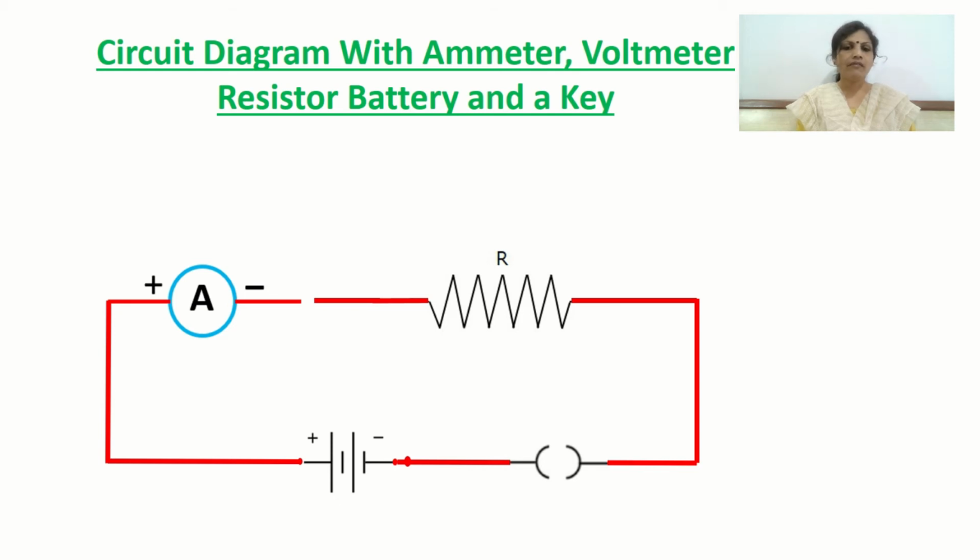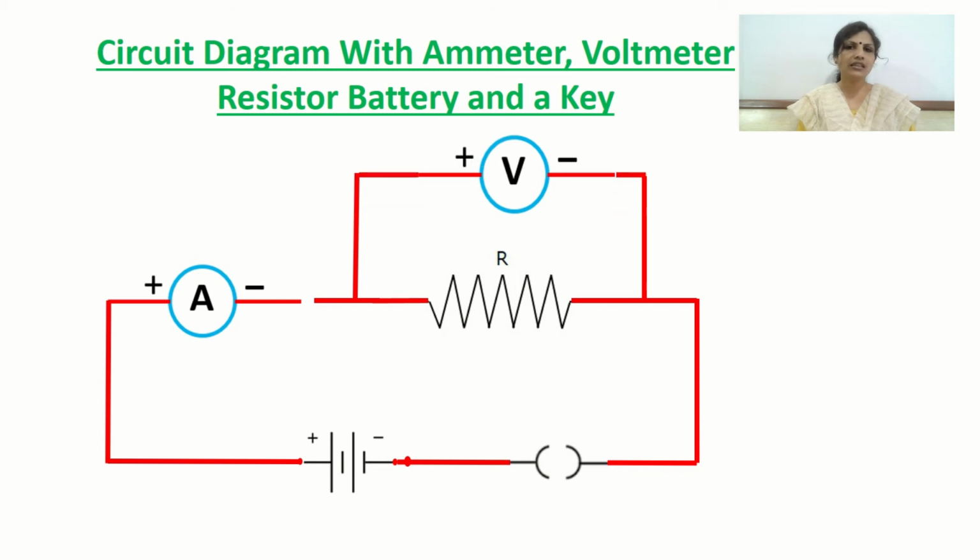Alright, then when I have to connect the voltmeter in an electrical circuit, I said it should be connected in parallel, and the meaning of parallel is that it has to be connected across the device. In our case we have made use of a resistor, and across the resistor we have connected the voltmeter. So this is how we say that the voltmeter is connected in parallel.